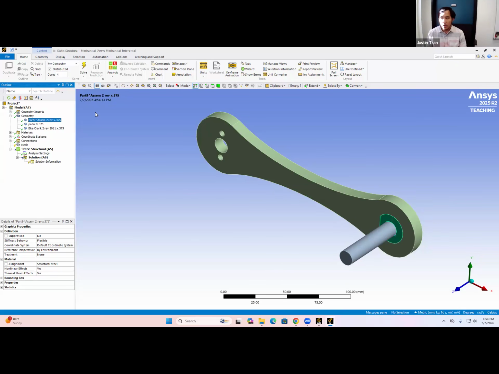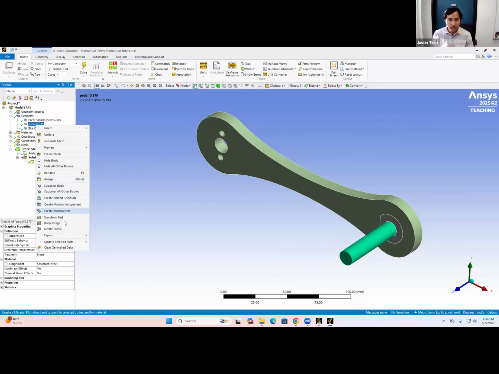Okay, so we don't need a pedal and we don't need that ring there. And so let's go ahead and suppress them. When you suppress a part in your assembly, you're basically excluding it from the analysis. So we're not going to compute a solution. To suppress it, you can right click on a part in the assembly and click on suppress. Don't delete it because we might need it later.